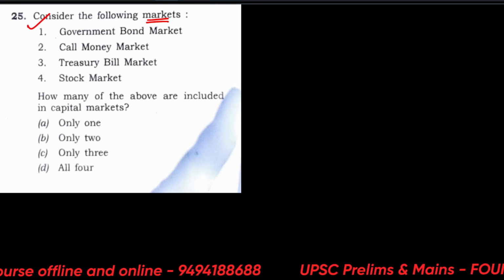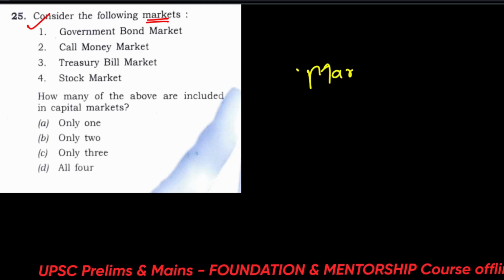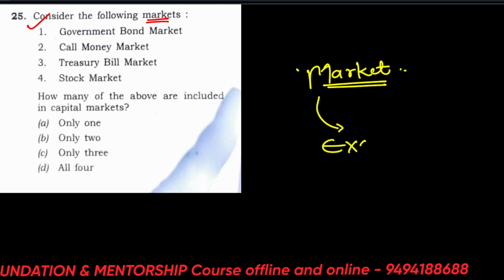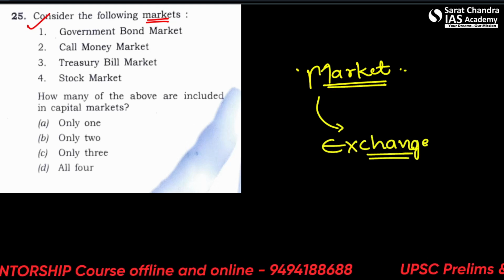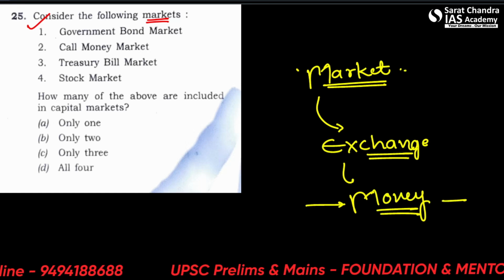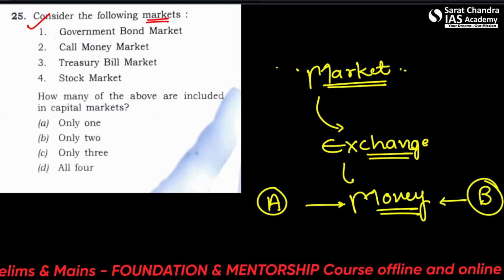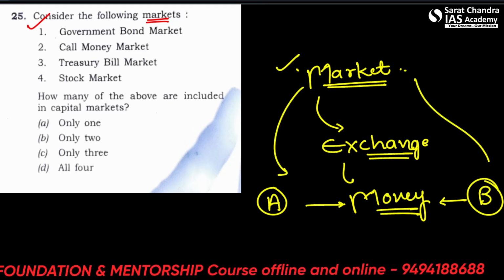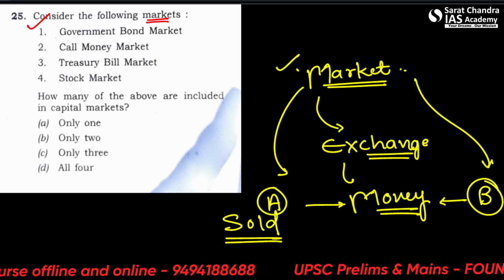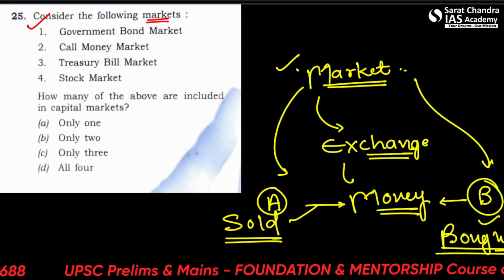It's talking about markets. First of all, it's very important for us to understand what market means. Market is essentially dealing with exchange. Money is a medium of exchange, but it's essentially exchange between two things, let's say A and B. Whenever we talk about markets, we must know the components of market A and B: what is getting sold, and what is getting bought. This is very important when we deal with markets.